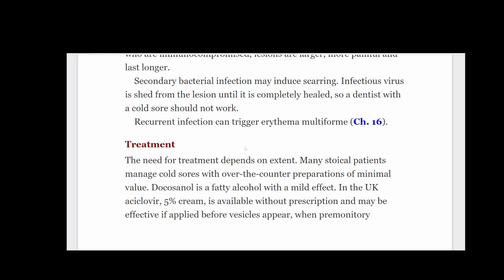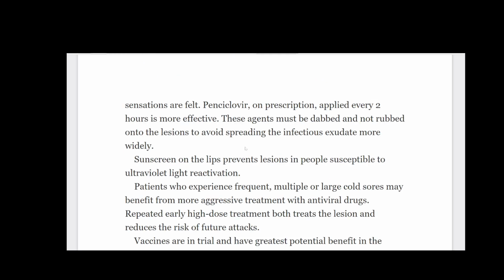Docosanol is a fatty alcohol with a mild effect. In the UK, Acyclovir 5% cream is available without prescription and may be effective if applied before vesicles appear, when premonitory sensations are felt. Penciclovir, on prescription, applied every 2 hours is more effective. These agents must be dabbed and not rubbed onto the lesions to avoid spreading the infectious exudate more widely.